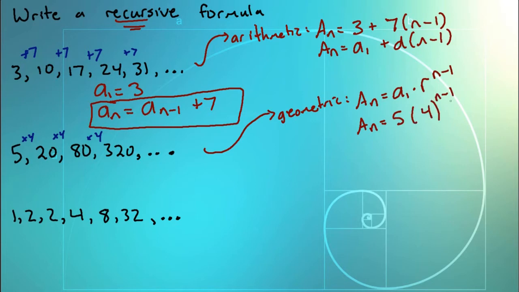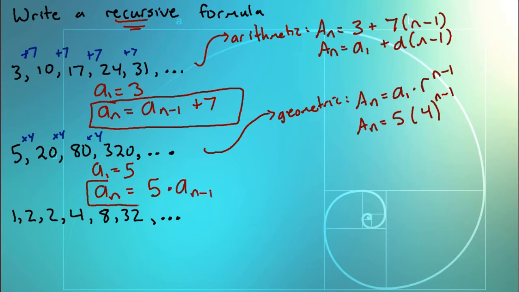So this is our geometric formula for it. But again, we aren't asked for that. We are asked for the recursive formula. So this is all based on the previous term. The previous term is 5, so a sub n is going to be 5 times the previous term, and that's how I'm going to write it.